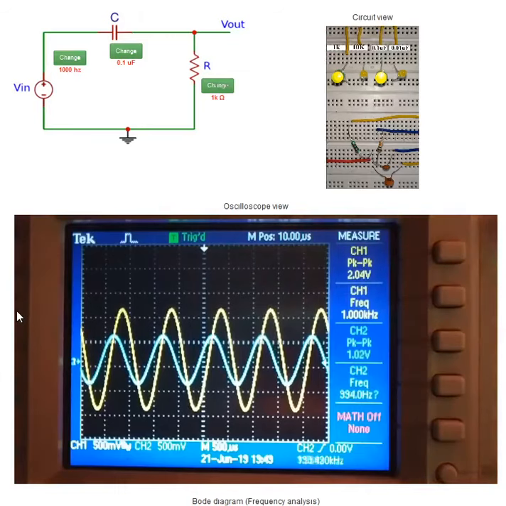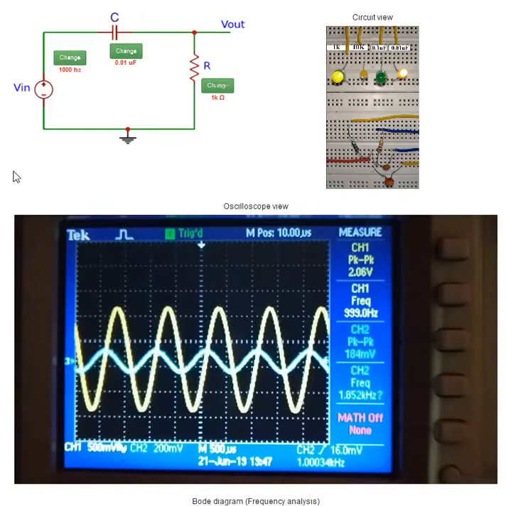Now as the capacitor is changed to 0.01 microfarad, the cutoff frequency increases to 15.9 kHz. Since the input frequency of 1 kHz is far away from the cutoff frequency, the output signal amplitude reduces to 192 mV and the phase difference between the output and input will increase.